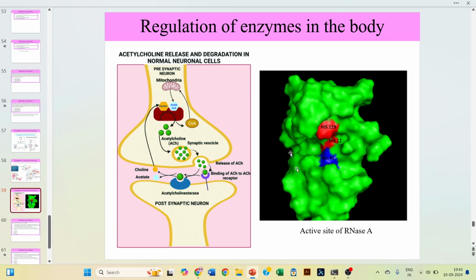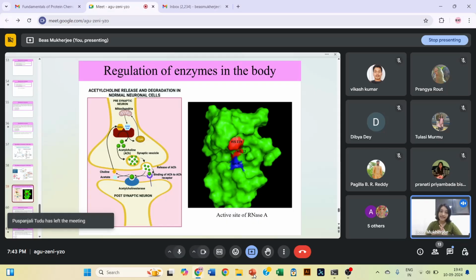Now we go to RNase A. RNase A, if you remember, is an enzyme which is going to act on RNA and chop off RNA. So this acts on single stranded RNA and it is going to cleave RNA.